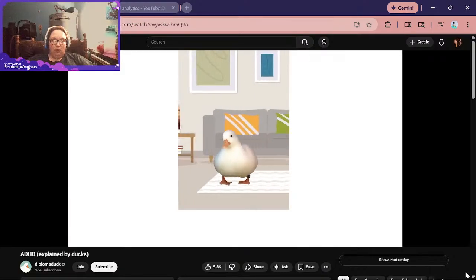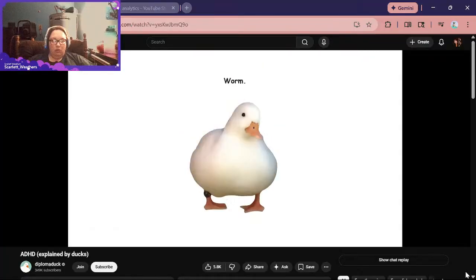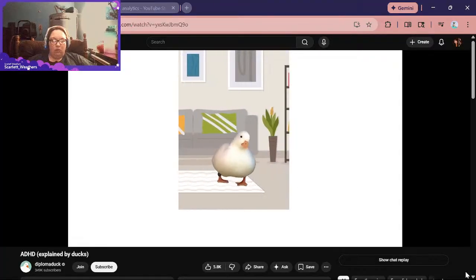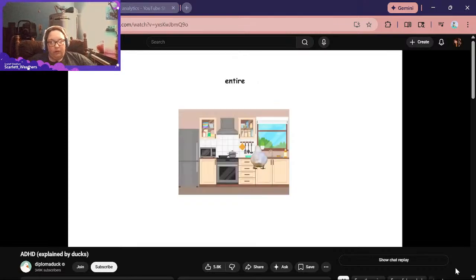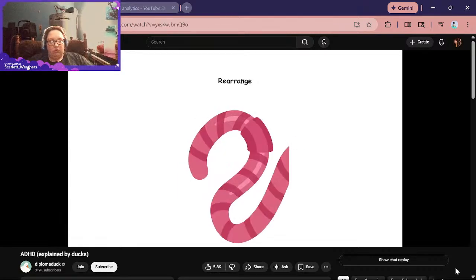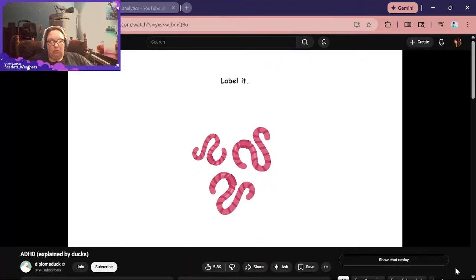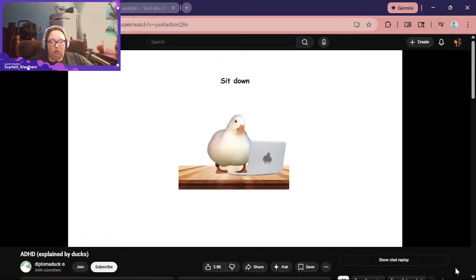Duck go back to nest. See open laptop. Remember worm snack. Walk to kitchen again. Forget again. Duck see smudge on counter. Clean entire kitchen. Organize spoons. Rearrange worm drawer by lathe. Label it green. Duck sit down again.